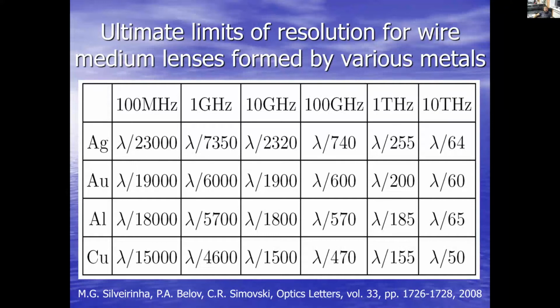And if you go to the terahertz range, at 1 terahertz, you can think about resolution lambda over 200, which is quite good, I think. But if you go to the high frequencies, say 10 terahertz, you're already coming to resolutions of lambda over 60, and so on and so forth. So a little bit higher frequencies will start to give you quite bad resolution.